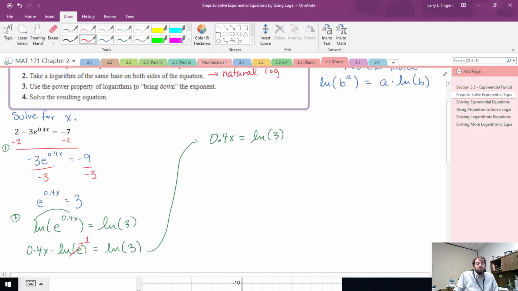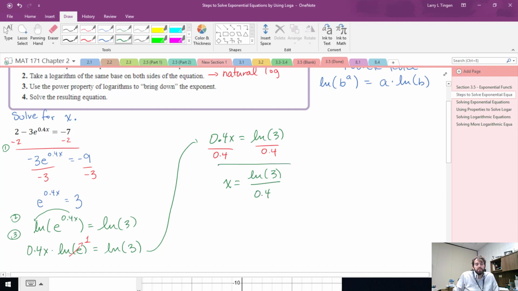Okay. And then, so what do we do? That was step 2. This is step 3 when I brought the power down. And then step 4, solve the resulting equation. X is currently multiplied by 4/10. I would like it to be by itself. So divide both sides by 0.4. And I come to the result that x is equal to the natural log of 3 divided by 0.4.